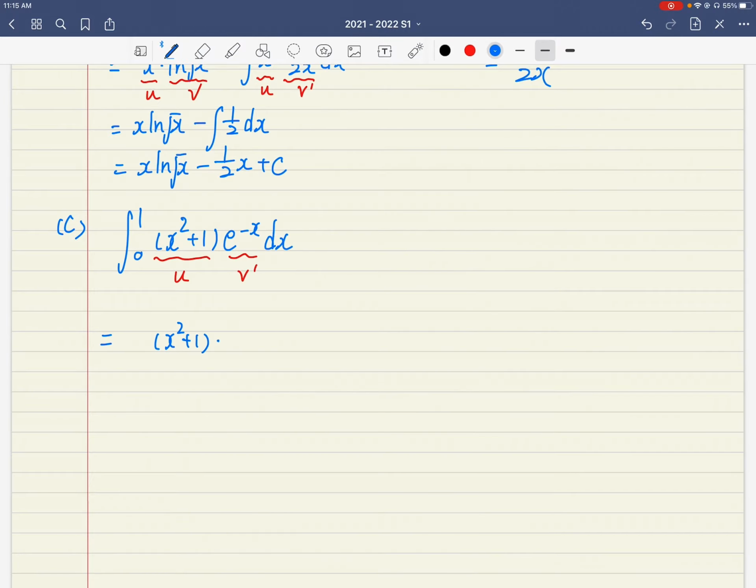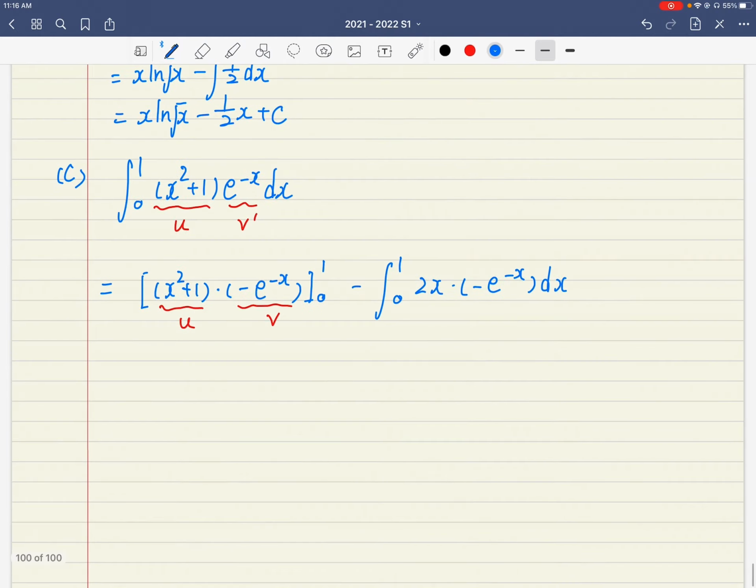So now it's equal to u times v. You integrate e to the power of negative x, it's negative e to the power of negative x. And now it's a definite integral, so you have to write down from 0 to 1, minus the integral from 0 to 1 of u's derivative, which is 2x, times v. So this part is u's derivative, and this part is v.